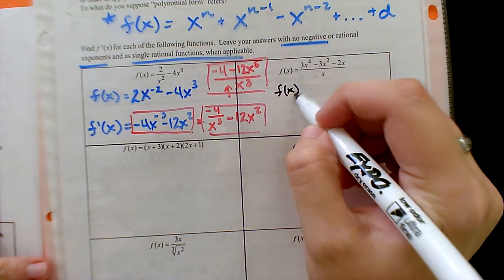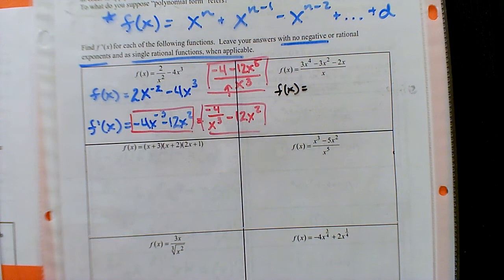Can we rewrite this in polynomial form? Okay, no fractions, no parentheses.